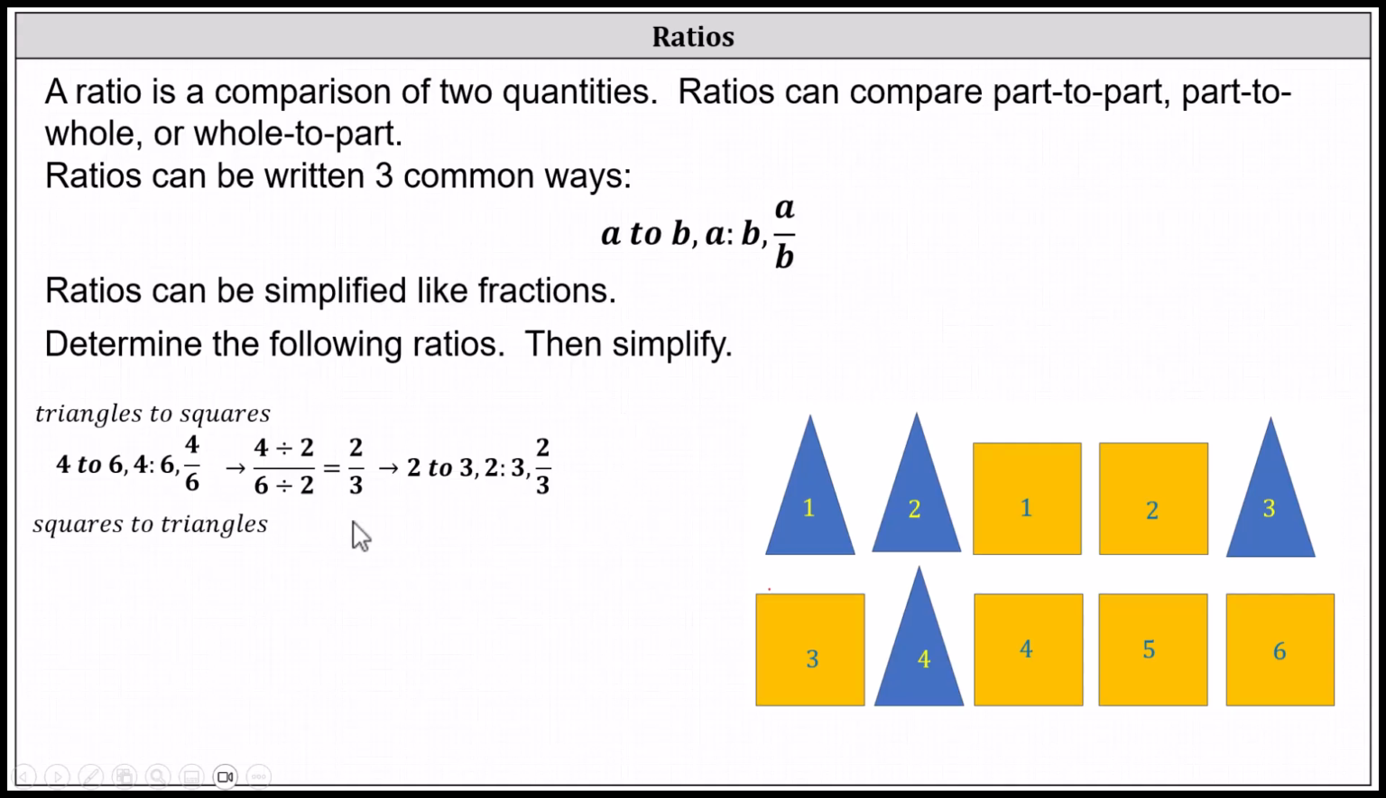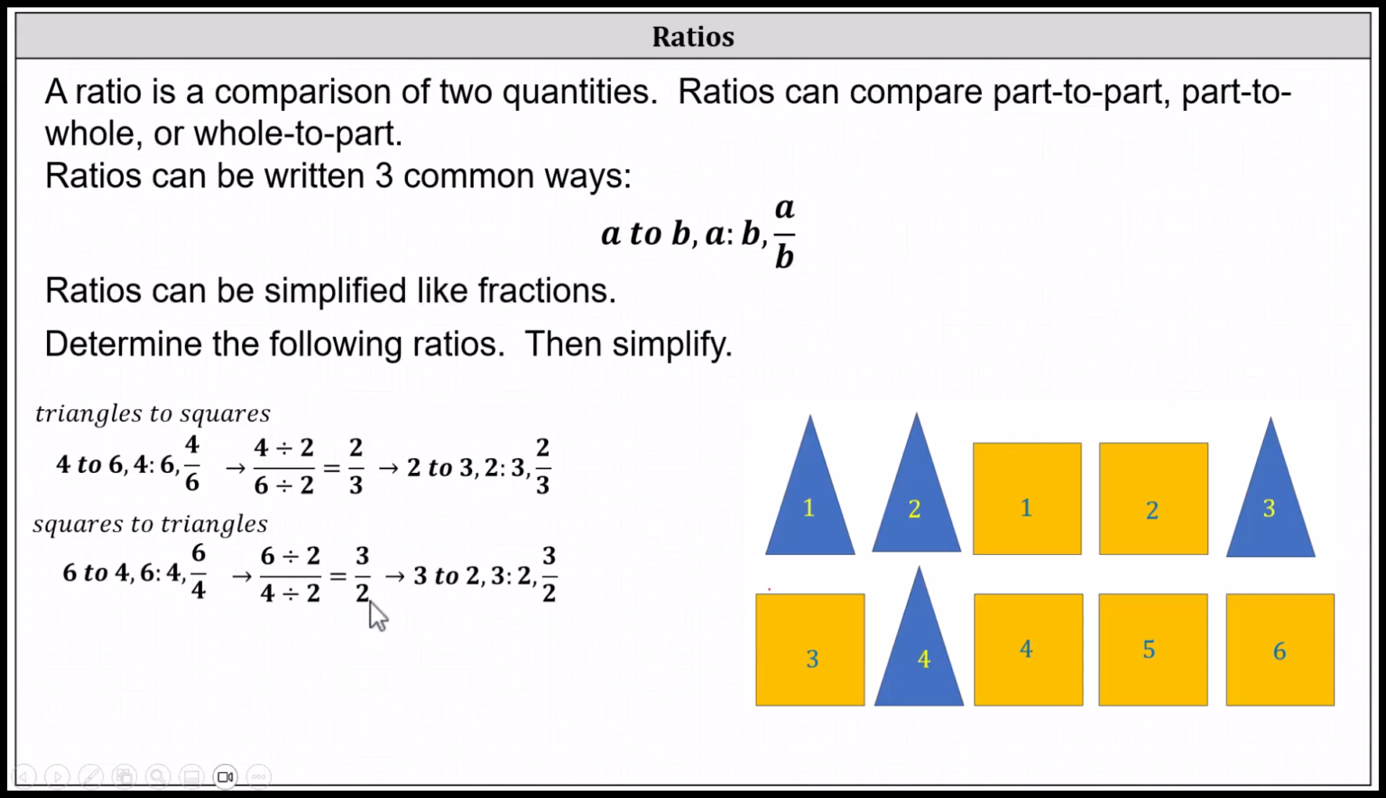And now let's find the ratio of squares to triangles. We already know there are 6 squares and 4 triangles, and therefore the ratio of squares to triangles is 6 to 4. Once again, simplifying, using the fraction form of the ratio, we divide 6 and 4 by 2, giving us a simplified ratio of 3 to 2.